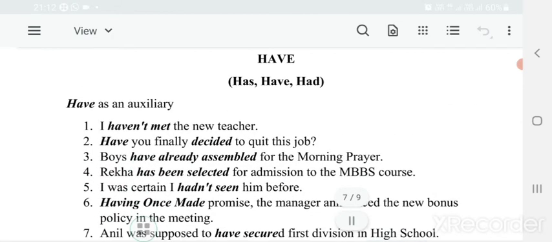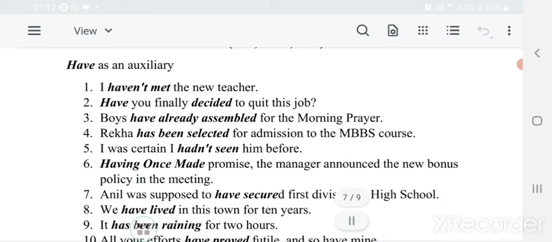Now we will discuss have. Has, have and had. These are three parts of have. Have is used as an auxiliary in different kinds of sentences. For example, I haven't met the new teacher. Now you must remember that has, have and had must be followed by the third form of verb. If there is no third form, then the sentence is either incorrect or it may have some other implication. So these two things are necessary. If has, have and had is followed by the third form of verb, only then it will be called the perfect tense, whether present perfect or past perfect.